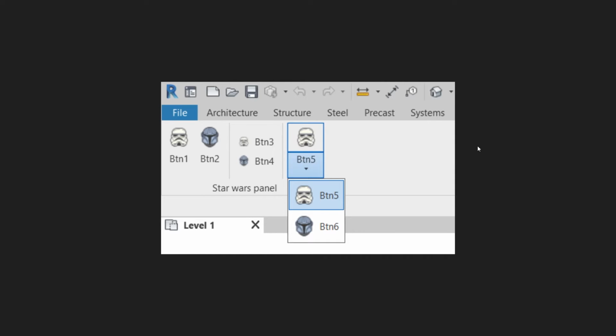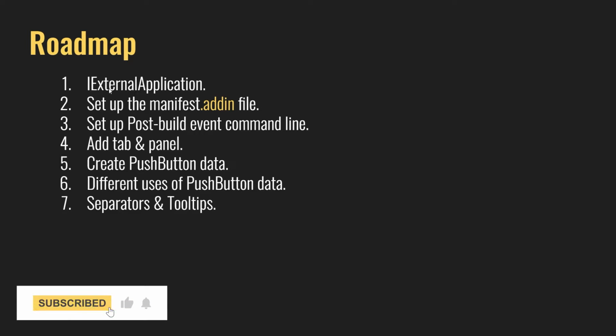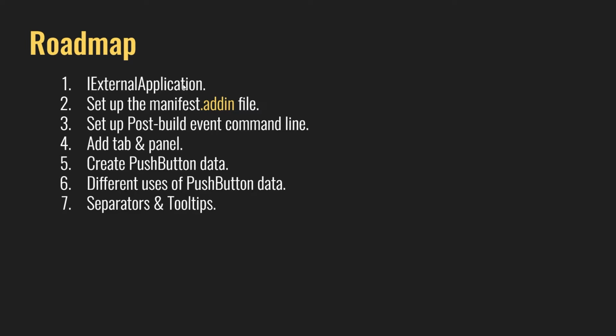So just to take a look at our roadmap for today's one, as I said, we're going to take a look at the structure of the IExternalApplication. We're going to set up the manifest.addin file. If you remember from the external command, we also had a manifest.addin file. So in this one also, but this one is going to be slightly different. Then we're gonna set up the post build event command line. We also did this in the previous episodes.